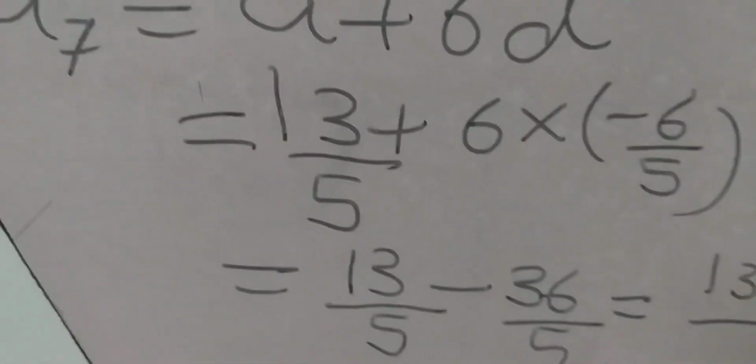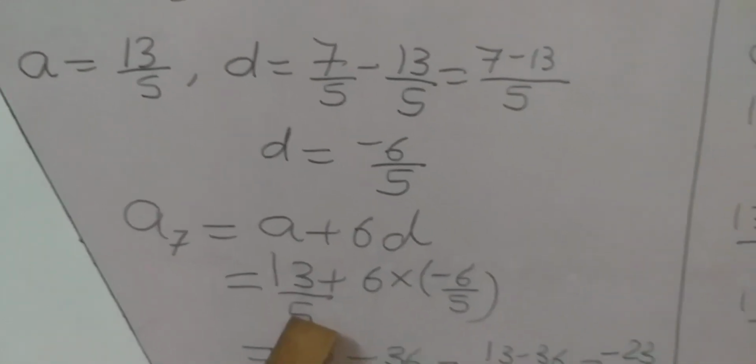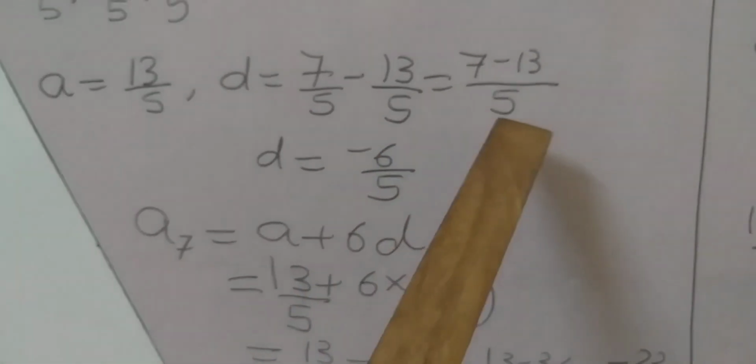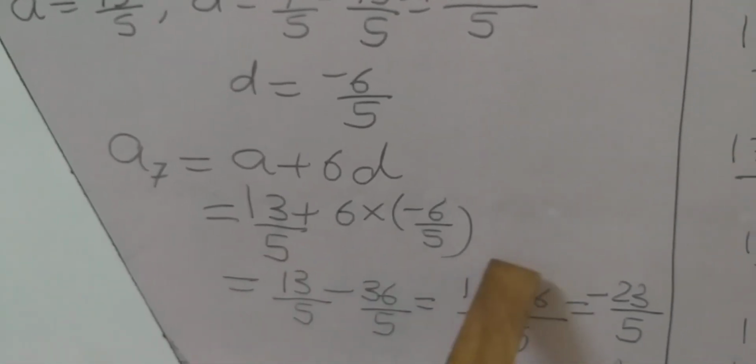Okay, so A7 equals A plus 6D. A value 13 upon 5, plus 6, D value minus 6 upon 5. Use BODMAS rule to solve.